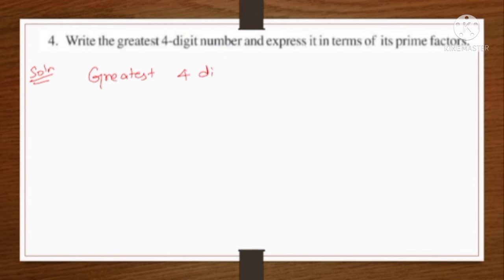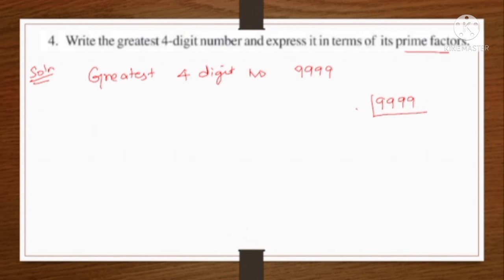Greatest 4-digit number, what will it be? So the greatest 4-digit number is 9999. And now we have to express it in terms of prime factors. Prime factors in the sense that we should take only the prime numbers.